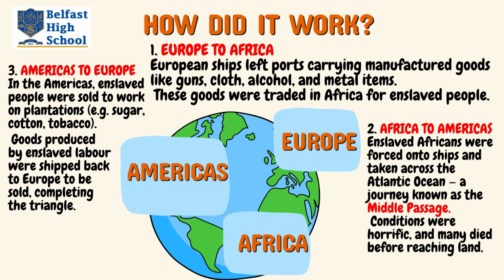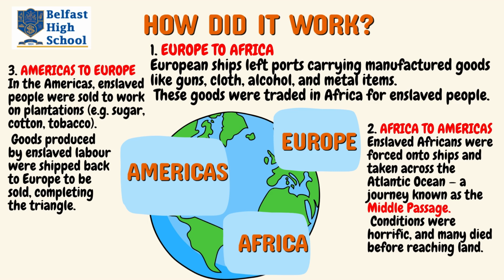So the second part of that journey is the worst part. It is from Africa to the Americas, and it's sometimes known as the Middle Passage. Enslaved Africans were forced onto these ships and taken across the Atlantic Ocean. Conditions on board were absolutely horrific. Many died on board before reaching land. It's estimated up to 12 million people made that crossing. Up to 2 million of these actually died.